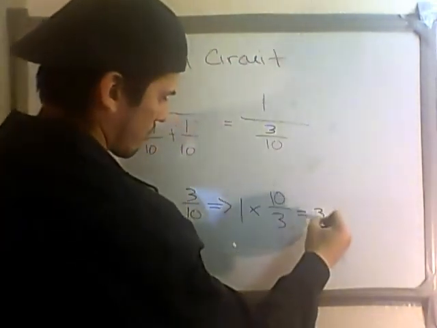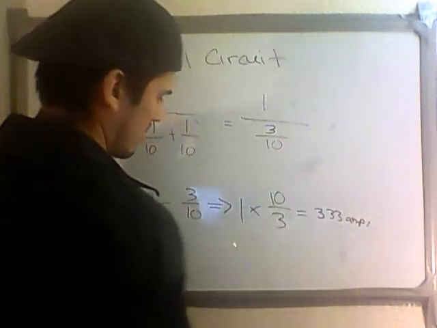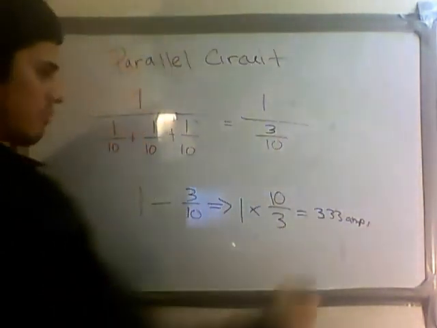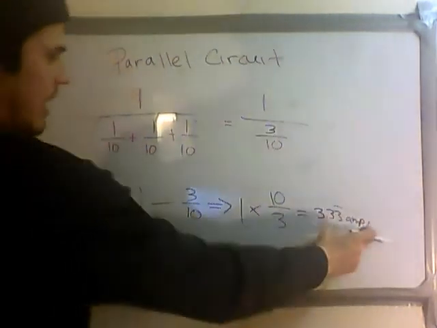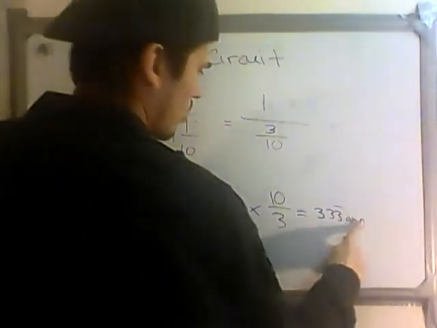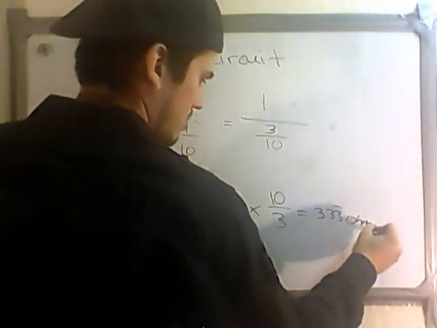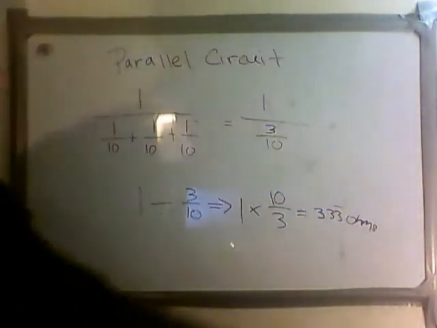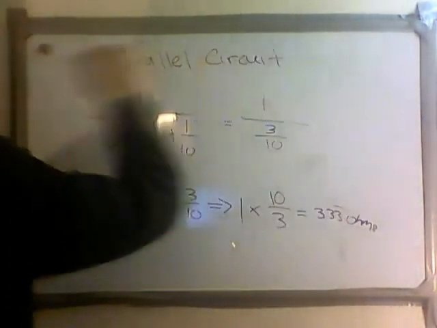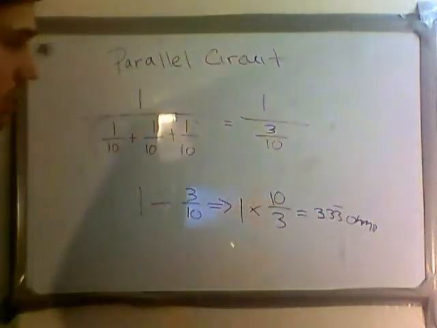That's going to be like 3.33 amps or something like that. Yeah, that looks about right. Wait, what did I just do? I didn't do amps, that's resistance. No, that's 3.33 ohms. Jumping ahead here. So there's 3.33 ohms in the total parallel circuit. And that's how you solve for that.